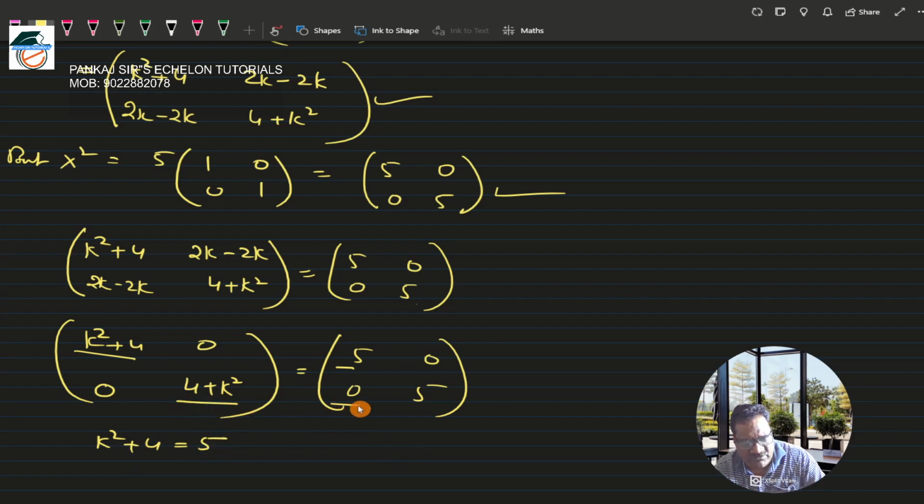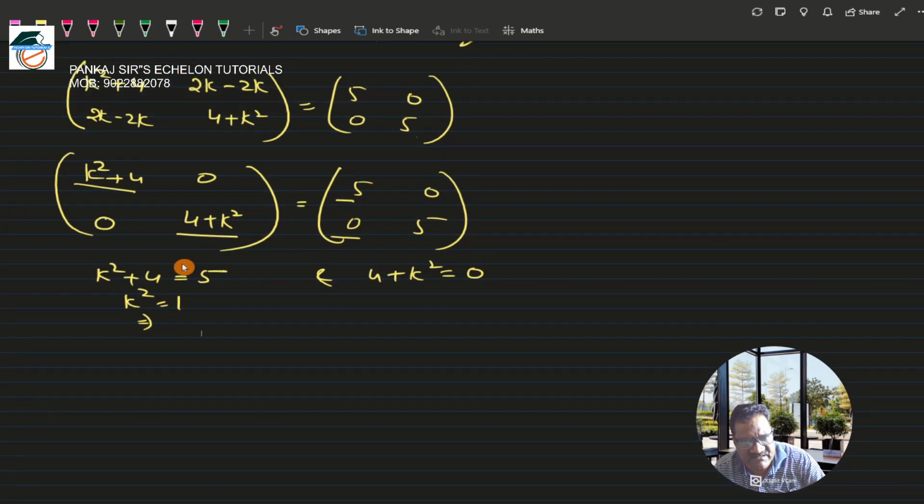Or I can do this also. Okay, no issue. So let me do that also. 4 plus K square equal to 0. From here I'll get K square is equal to 5 minus 4 is 1. That means K is equal to plus or minus 1. K square is equal to 1. This should give me K is equal to root of 1, that is K is equal to plus or minus 1.